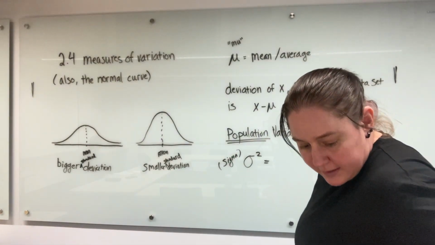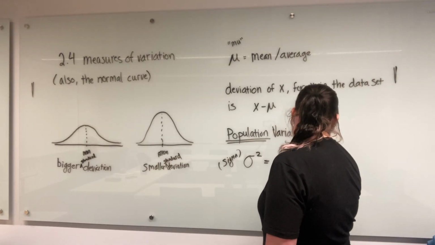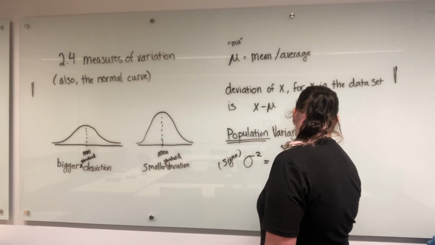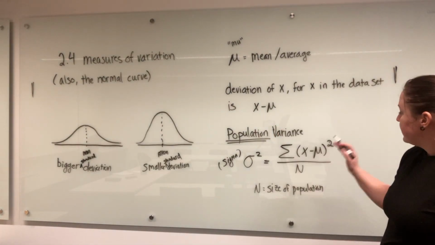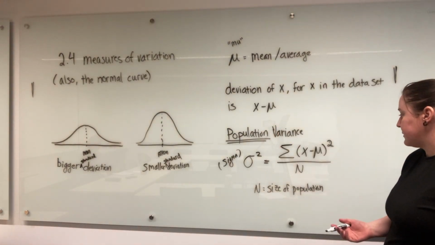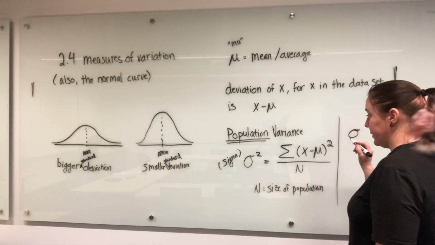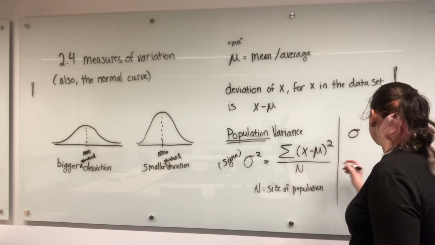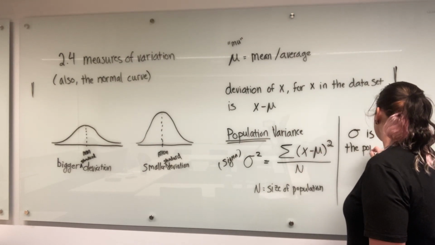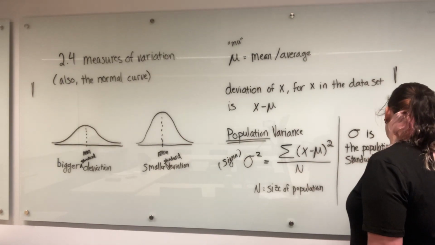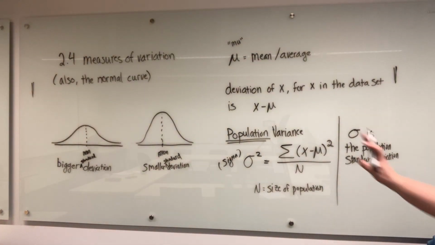So this is the sum of all of our deviations squared over n, and n is the size of the population. So we sum those up, we divide by n, the size of our population. And so this is our population variance. Sigma itself, which is going to be the square root of this, is the population standard deviation. And standard deviation is our important key thing that plays into these.